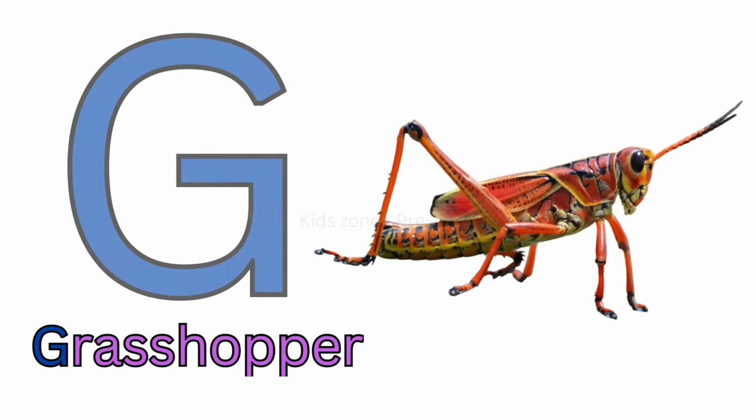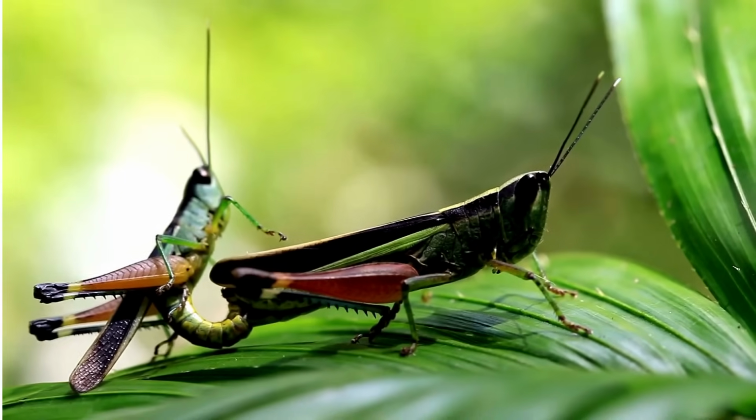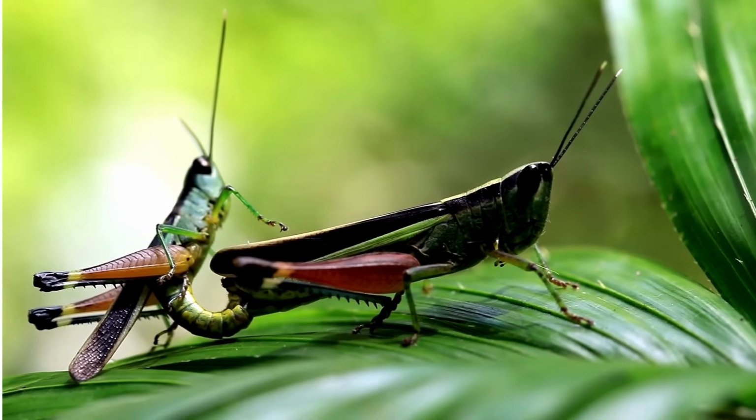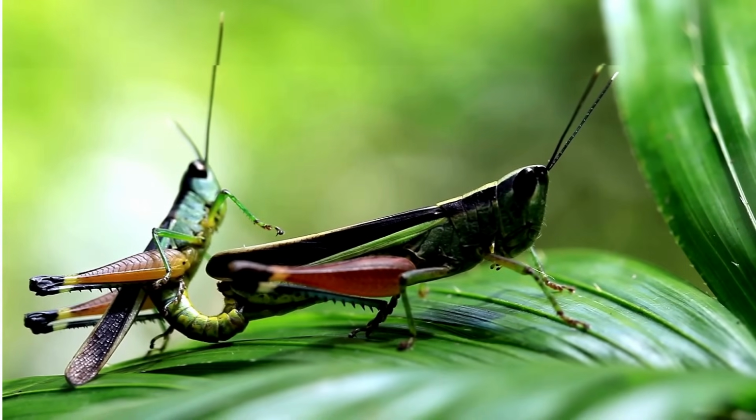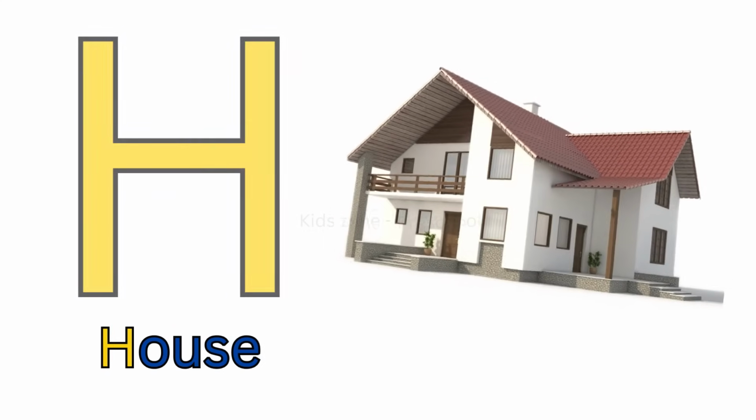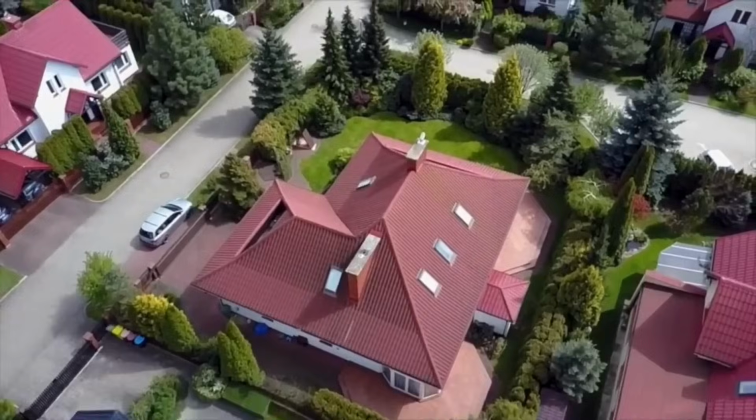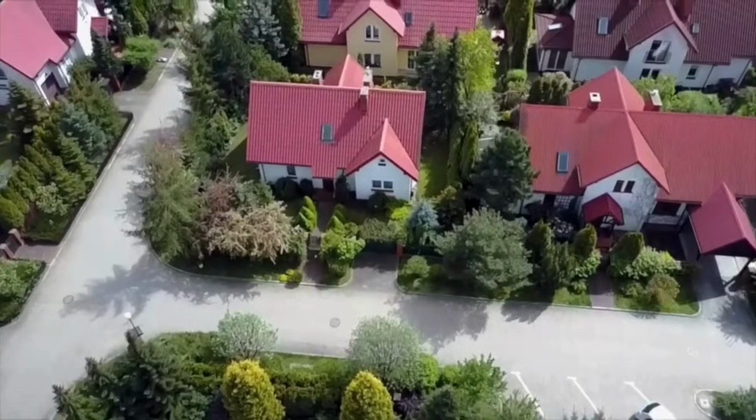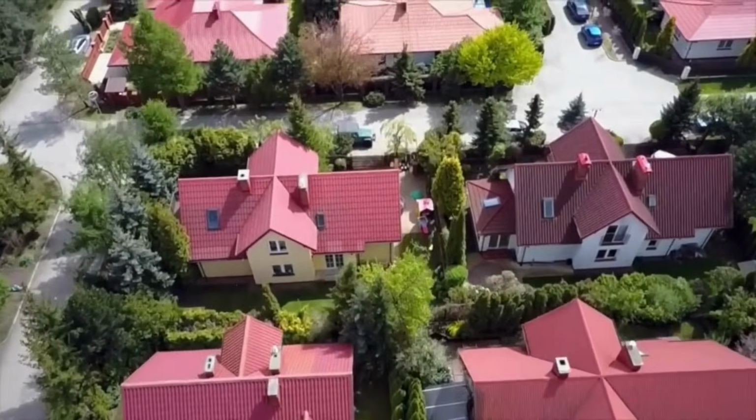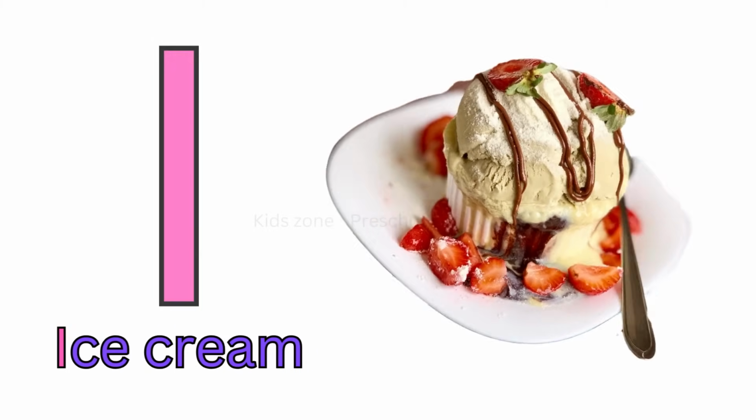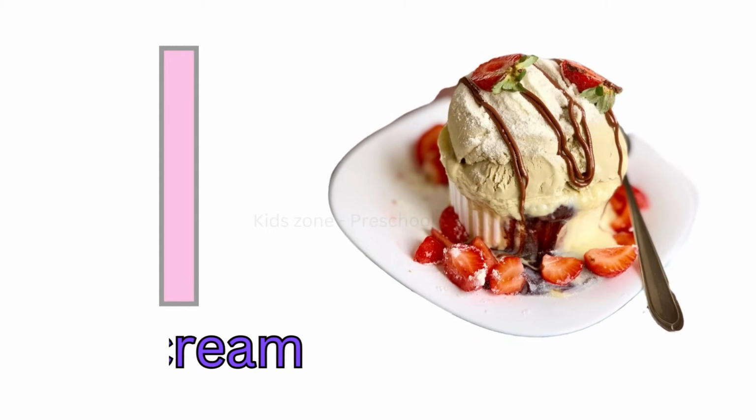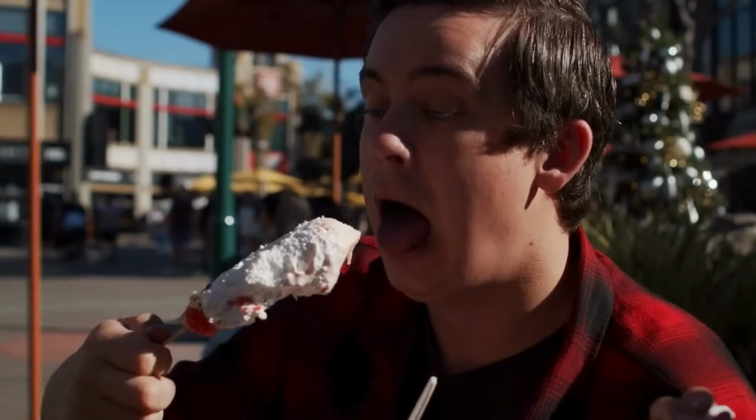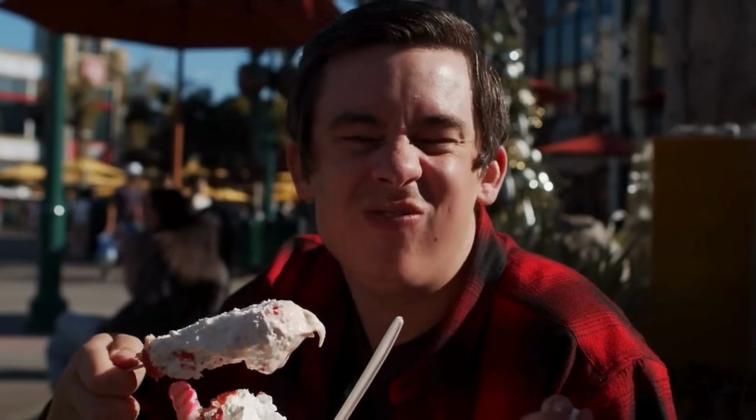G. G for grasshopper. Grasshopper. H. H for house. House. I. I for ice cream. Ice cream.